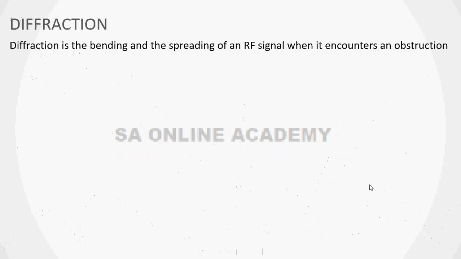Diffraction. Don't confuse it with refraction. Diffraction is the bending and spreading of an RF signal when it encounters an obstruction. In refraction, bending occurs when the signal passes through some medium. In diffraction, bending occurs because of an obstruction. This is the major difference between refraction and diffraction.